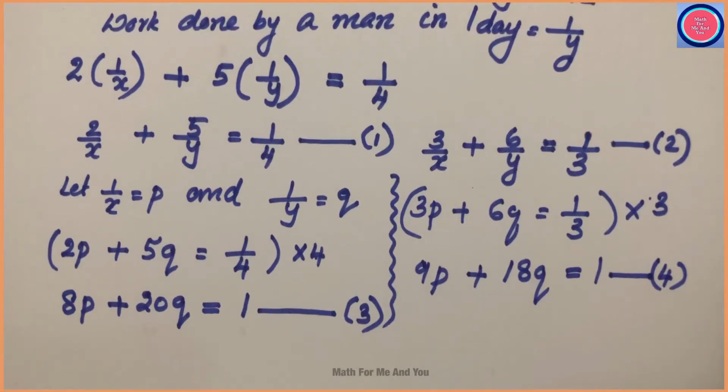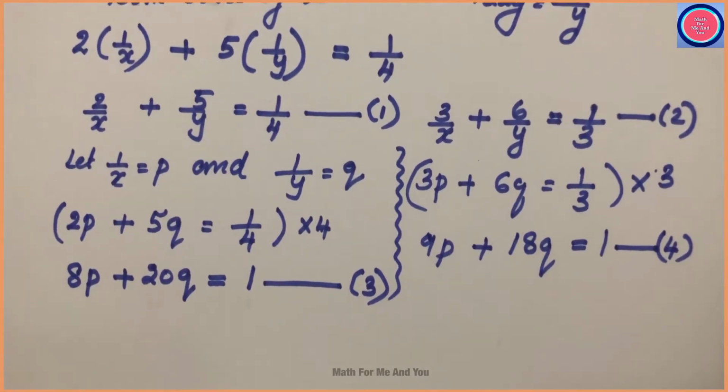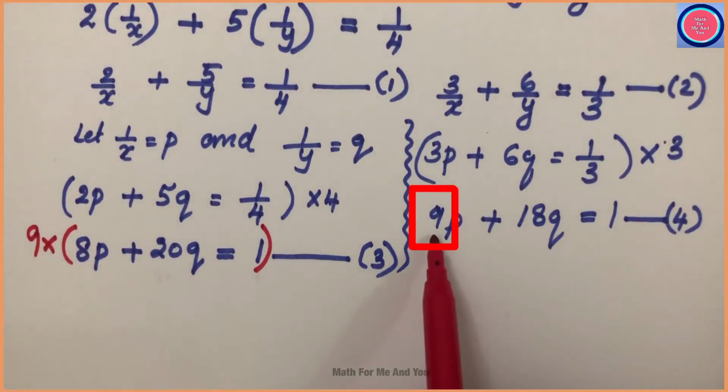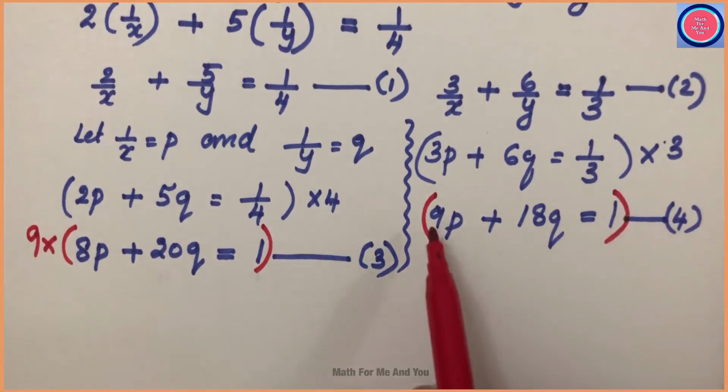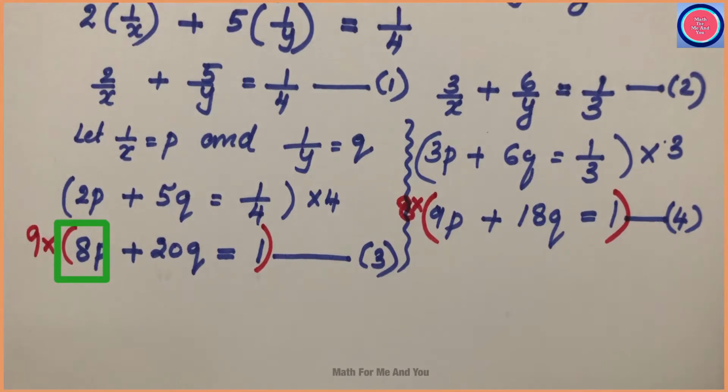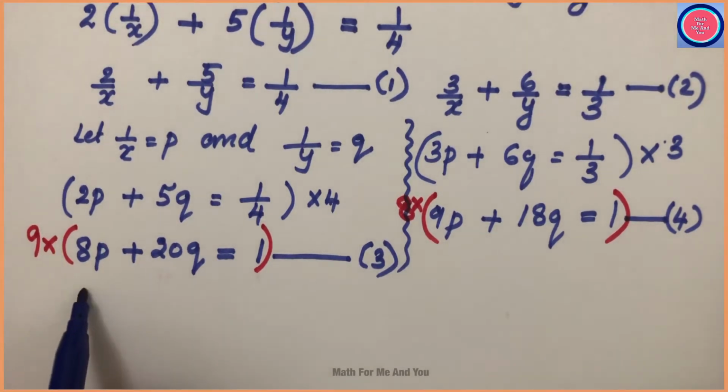And we can solve these two equations to get p and q, either by elimination or substitution method. I'm going to use elimination. That means I'm going to eliminate p. That means I need to get both the equations with the same coefficient for p. For that, the first equation, equation number 3, I will multiply with 9, because 9 is the coefficient of p in equation number 4. And equation number 4, I will multiply throughout with 8, because 8 is the coefficient of p in equation number 3. We multiply in the opposite way.